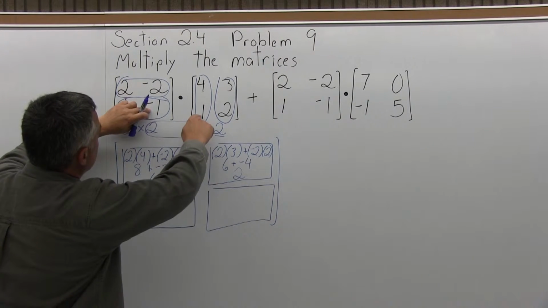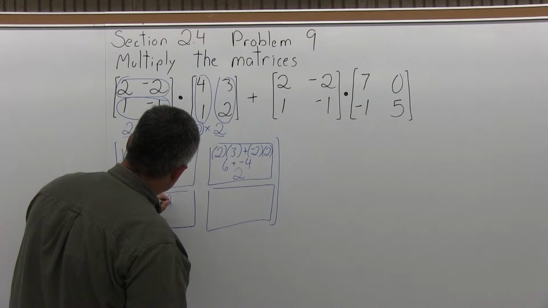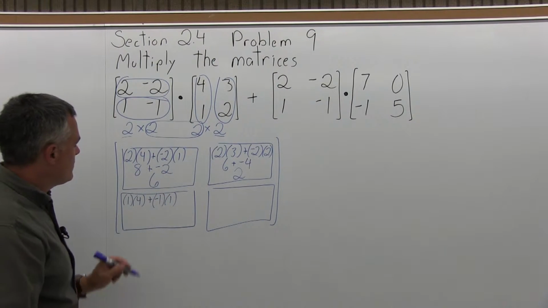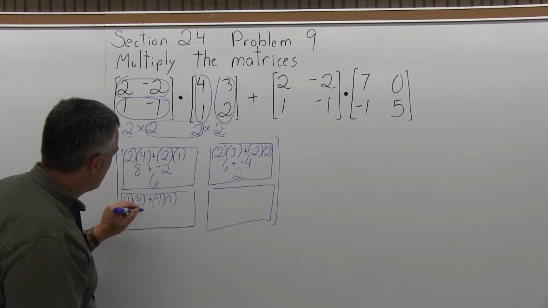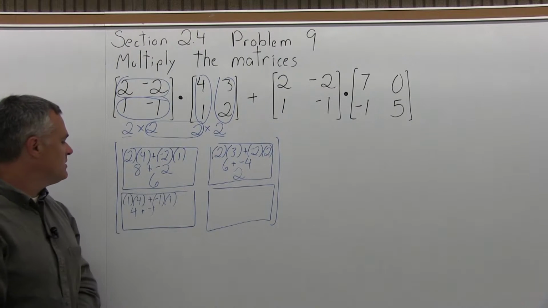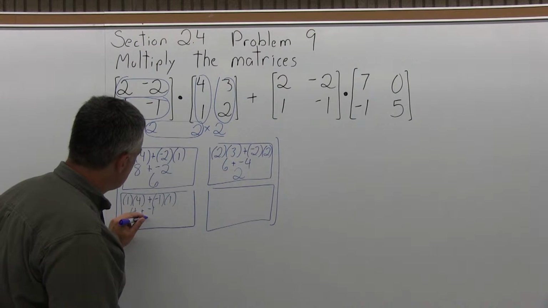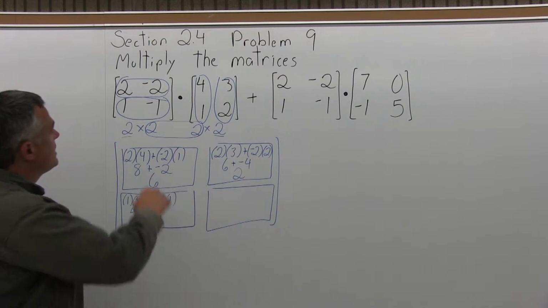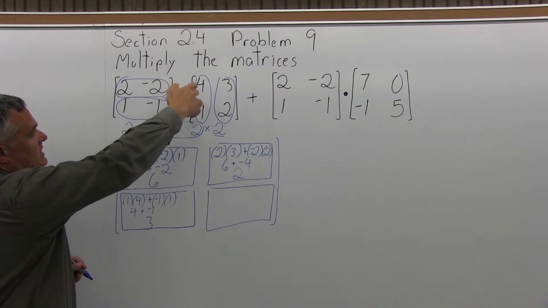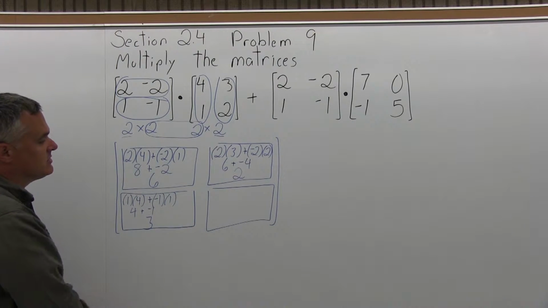Plus second times second, -1 times +1. And when I multiply first times first, 1 times 4 is 4. Second times second, -1 times +1 is -1. So I have 4 plus a negative 1, it's really 4 minus 1, which is 3. And again, I multiply the bottom row of the first matrix times the first column of the second matrix, so I put my answer in the bottom row and first column of my solution.